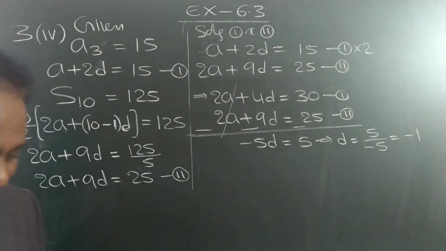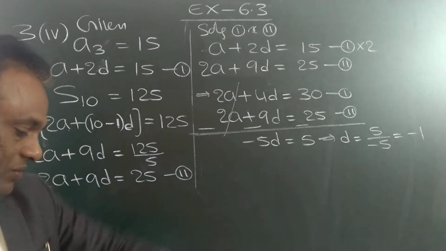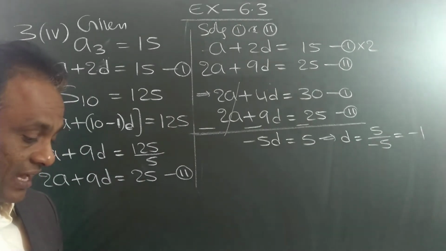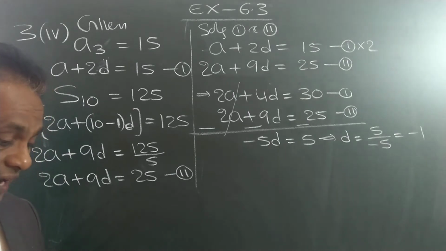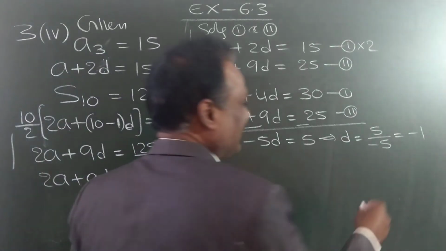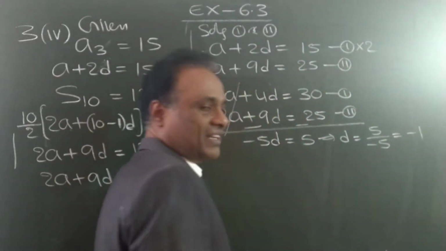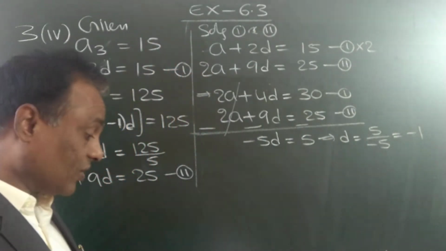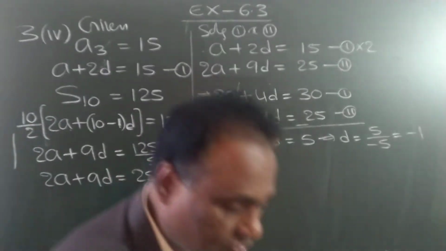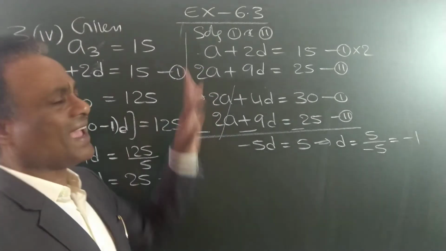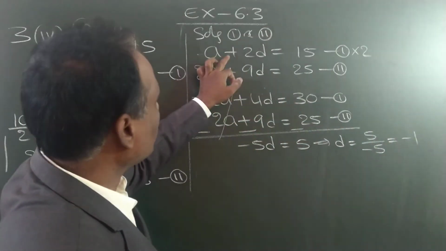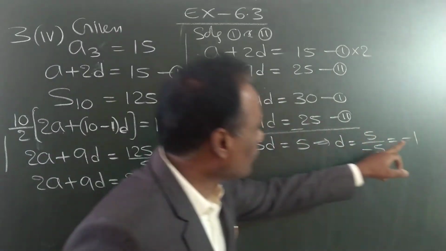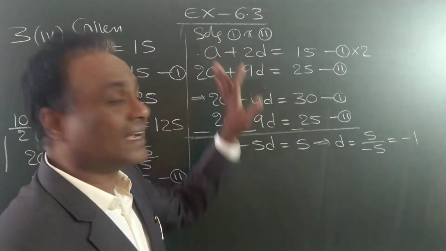And of course in the question also, find n and d. So we got the d value: d is equal to -1. That is one answer. The second question is a10. To find any term we require a also. We got d, leave it. Take the first equation or the second equation and substitute the d value there. You will get the a value.